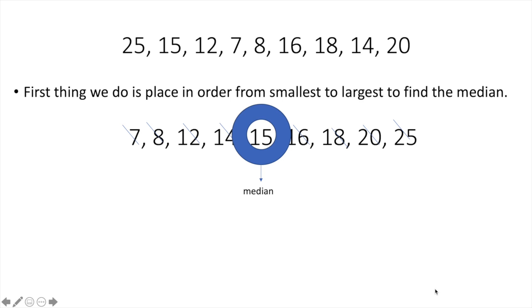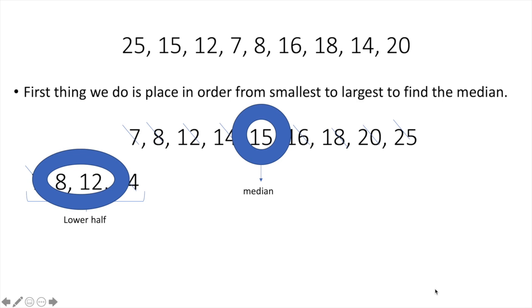So to find the first quartile, I look at the numbers to the left of the median. Remember, I'm going to completely ignore the median for now. So I look at the numbers to the left, and remember, those are known as the lower half. And then to find the first quartile, I simply just find the median. So I cross out, and I have 8 and 12 left.